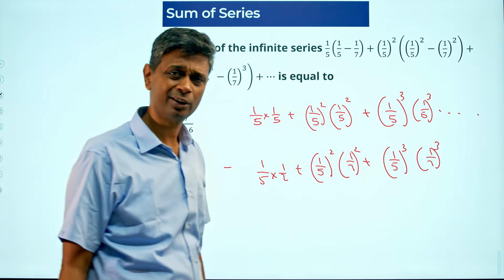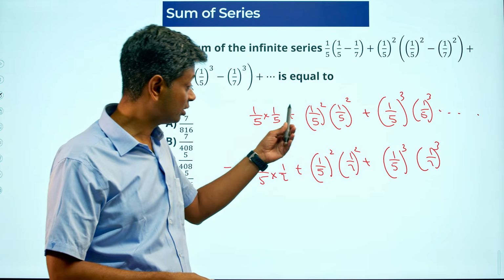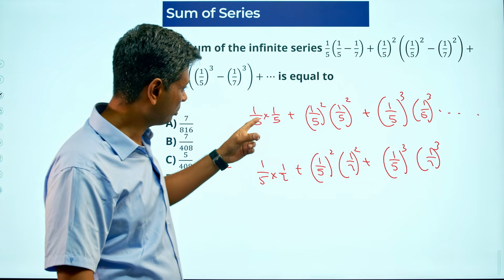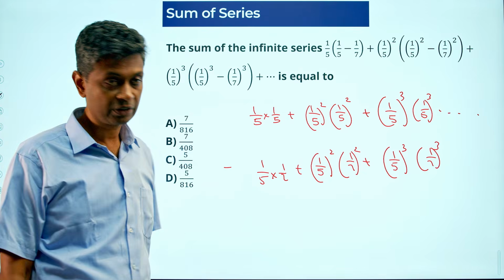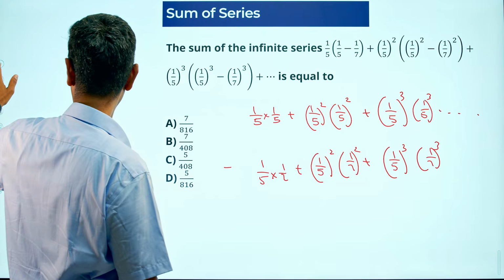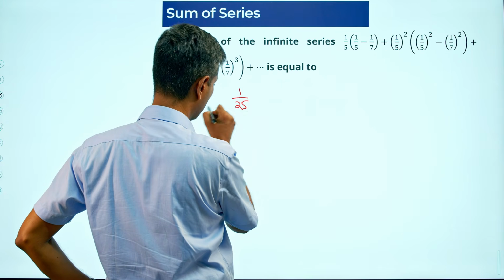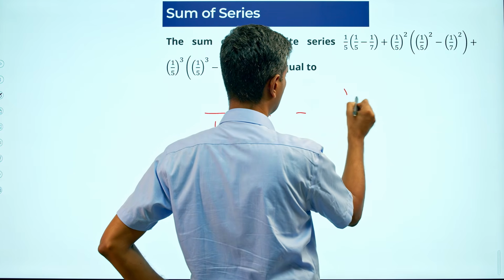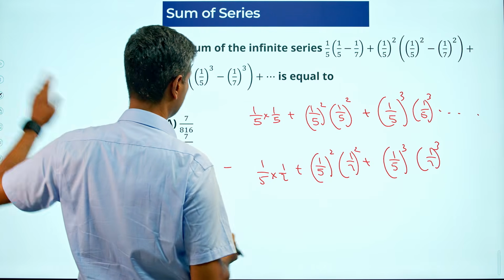The second part, true. This is a GP, this is an infinite geometric progression, decreasing GP. The first term is 1/5 × 1/5, common ratio is (1/5)². First term is 1/5 × 1/7, common ratio is 1/5 × 1/7. True. So a/(1 − r): first one is (1/25) divided by (1 − 1/25), minus (1/35) divided by, I think it is (1 − 1/35).